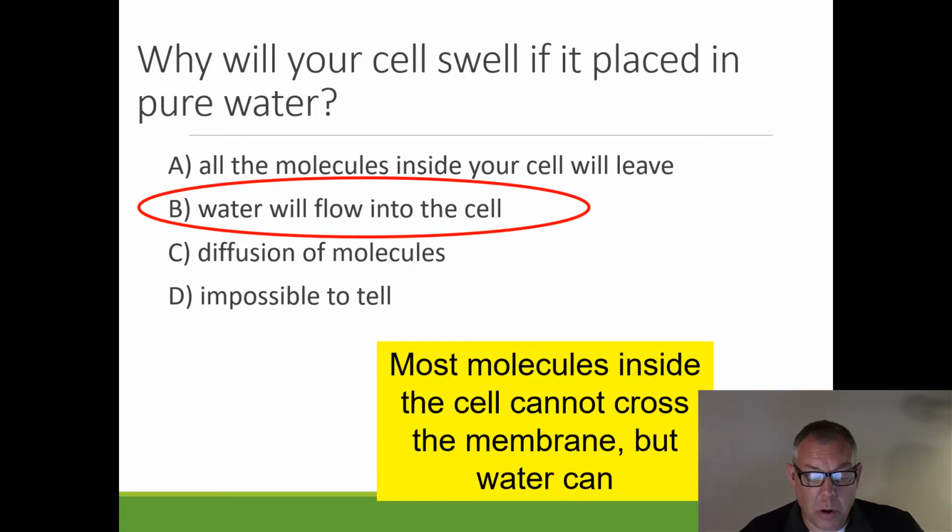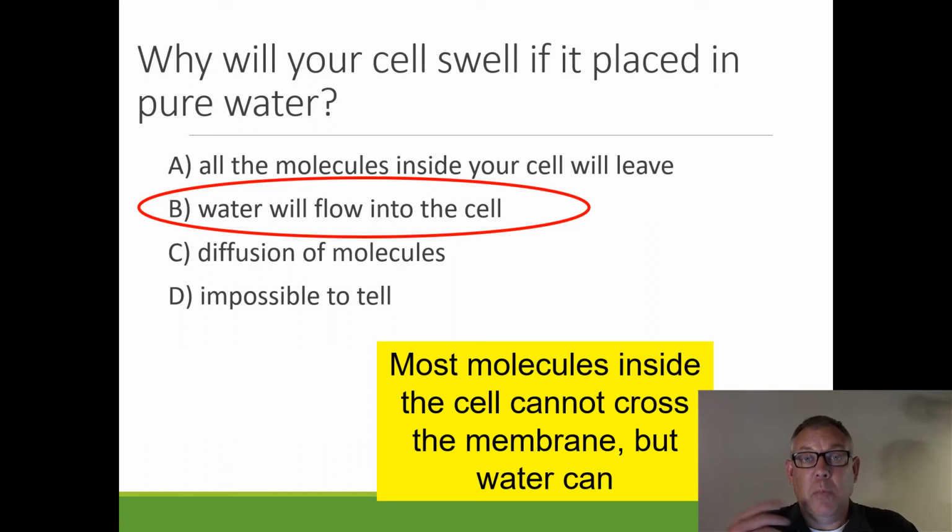Well, again, because water will flow into the cell. Now, think about this. You've got a lot of stuff. There's lots of molecules and lots of inorganic things in your cell. You put it in that pure water. So there's a high concentration of, say, sodium inside your cell and a low concentration outside in this example.